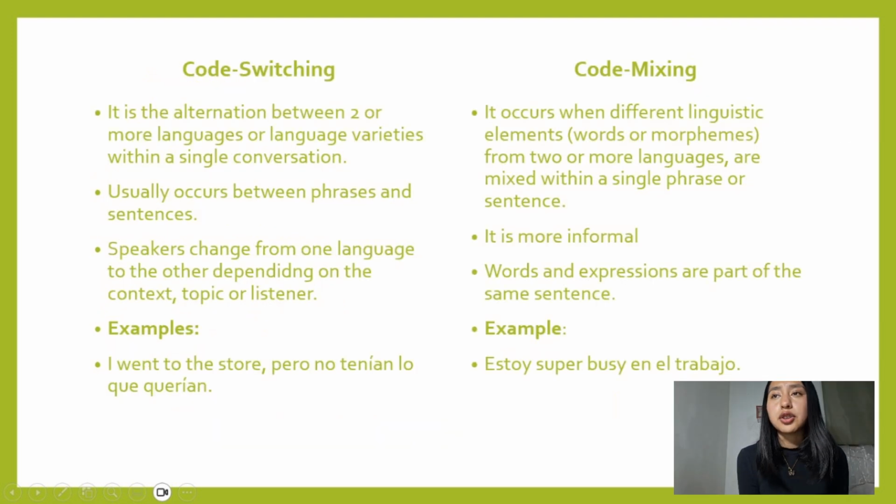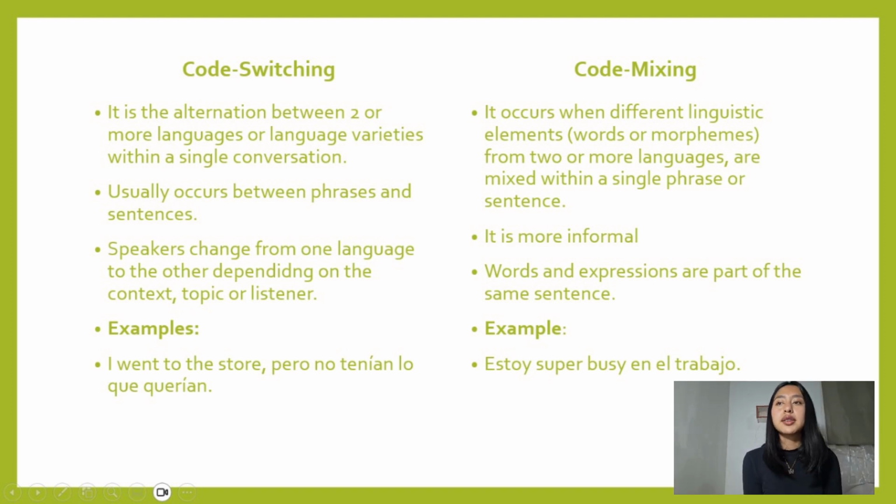Then we have other topics, which are code switching and code mixing. The first one, code switching, is about the alternation between two or more languages or language varieties within a single conversation. It usually occurs between phrases or sentences, and the speakers change from one language to another depending on the context, topic, or listener.